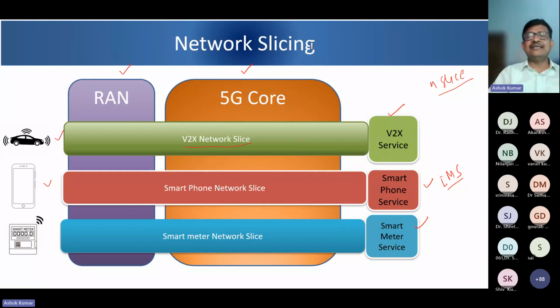And as I said, every slice will have its own quality of service. For example, a smart meter slice would not require very high speed or very sensitive latency, but the coverage requirement would be important. Connectivity requirement would be important. Similarly, for a V2X slice, latency is a very, very important requirement. And for a smartphone, we require speed, good spectral efficiency, and to some extent latency.